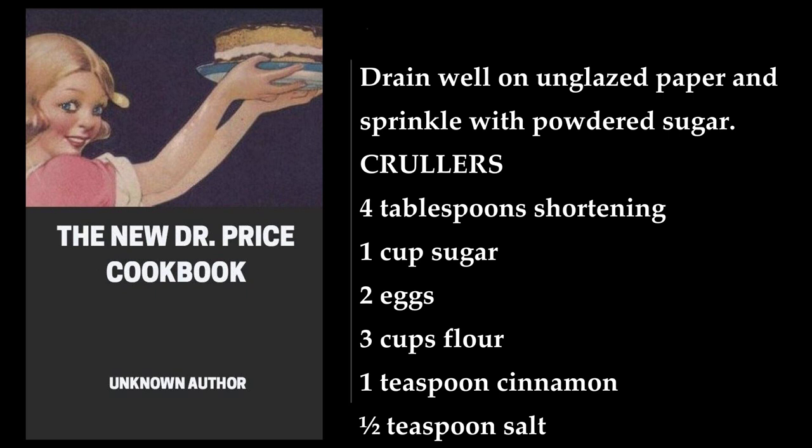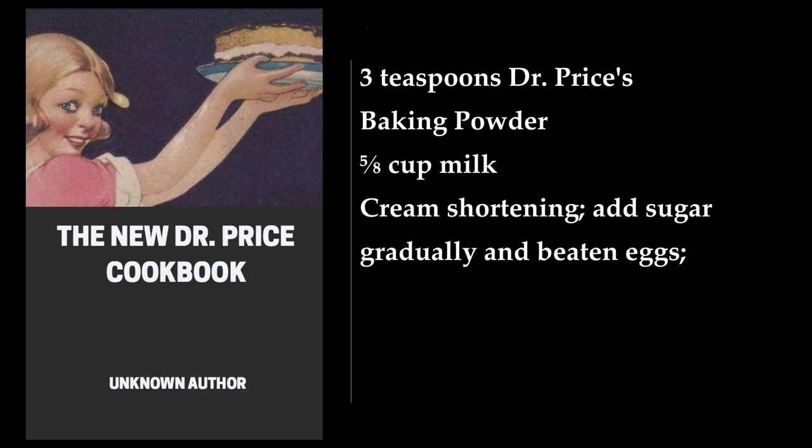Crullers. 4 tablespoons shortening. 1 cup sugar. 2 eggs. 3 cups flour. 1 teaspoon cinnamon. 1/2 teaspoon salt. 3 teaspoons dry Price's baking powder. 5/8 cup milk. Cream shortening, add sugar gradually and beaten eggs.